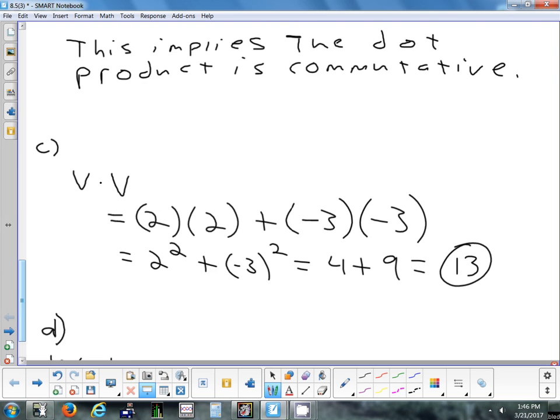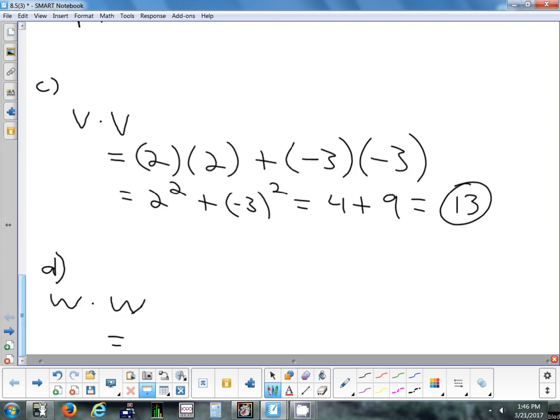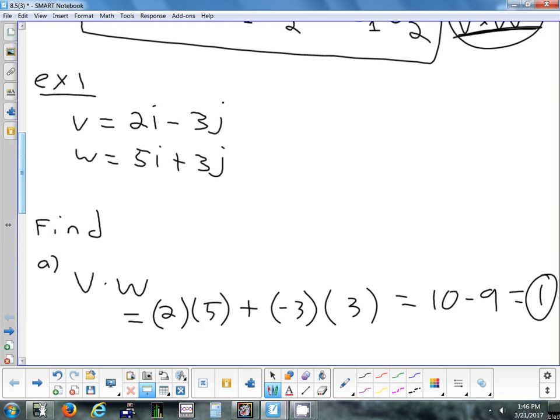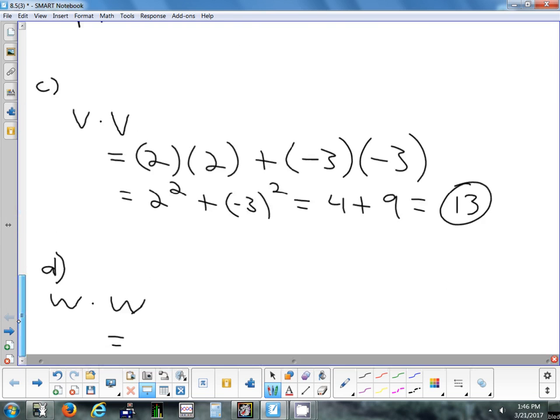So let's try that again with w dot w, and let's see if we get the length without the square root. All right, so what would be the calculation for w dot w? 5 squared plus 3 squared. Yeah, it's almost like you're finding the magnitude, except you don't take the square root. So 5 squared plus 3 squared, and the dot product would be 34.